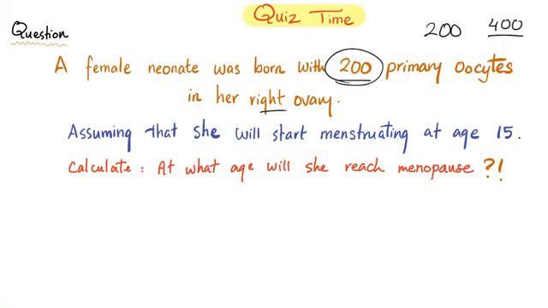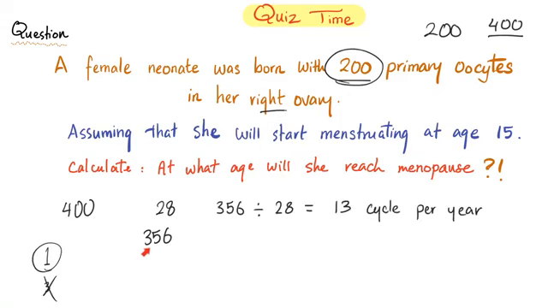Each primary oocyte will give you a secondary oocyte, so we have 400 secondary oocytes. Each secondary oocyte will give you only one ovum and 3 useless polar bodies. So now we have 400 beautiful mature ovum. Menstruation happens once every 28 days, and we have 356 days per year. 356 divided by 28 equals 13 cycles per year. And since we have 400 ova, 400 divided by 13 equals 30 years.